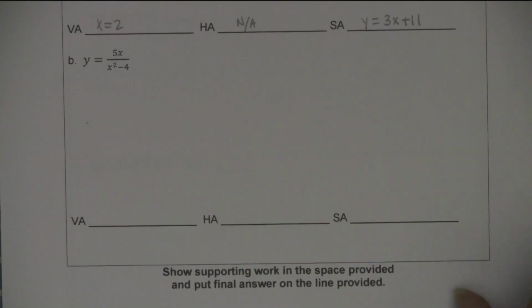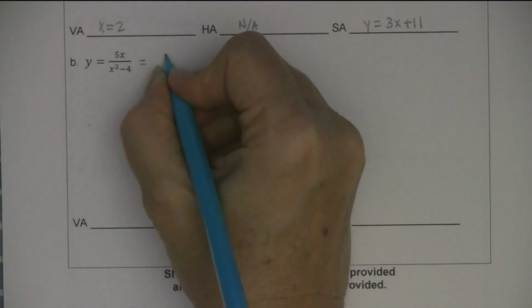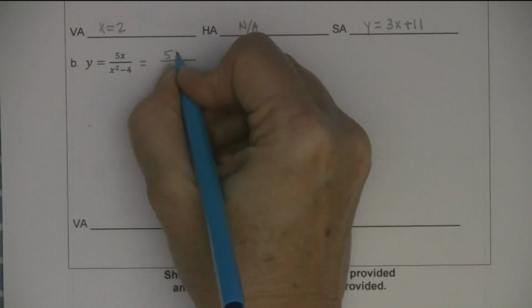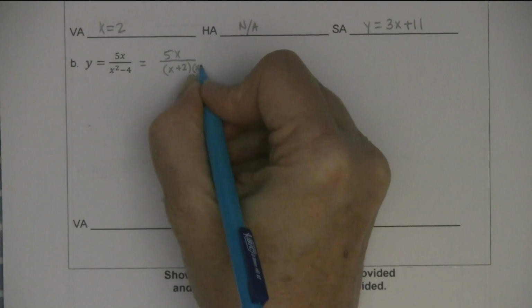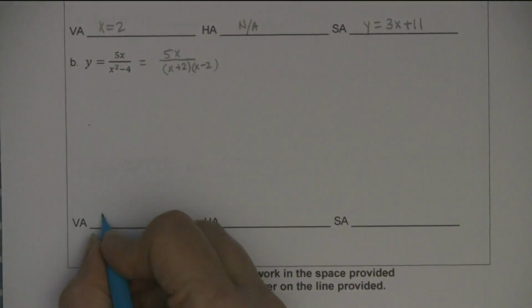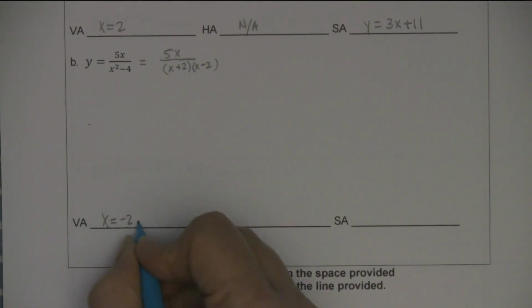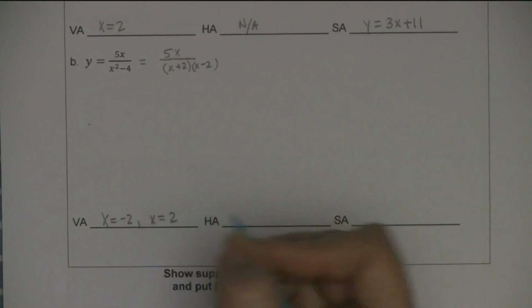So here, the vertical asymptote, well, I can see that this thing isn't going to reduce, because if it reduces, that's not a vertical asymptote. So there's two vertical asymptotes, x equals negative 2, and also x equals positive 2.